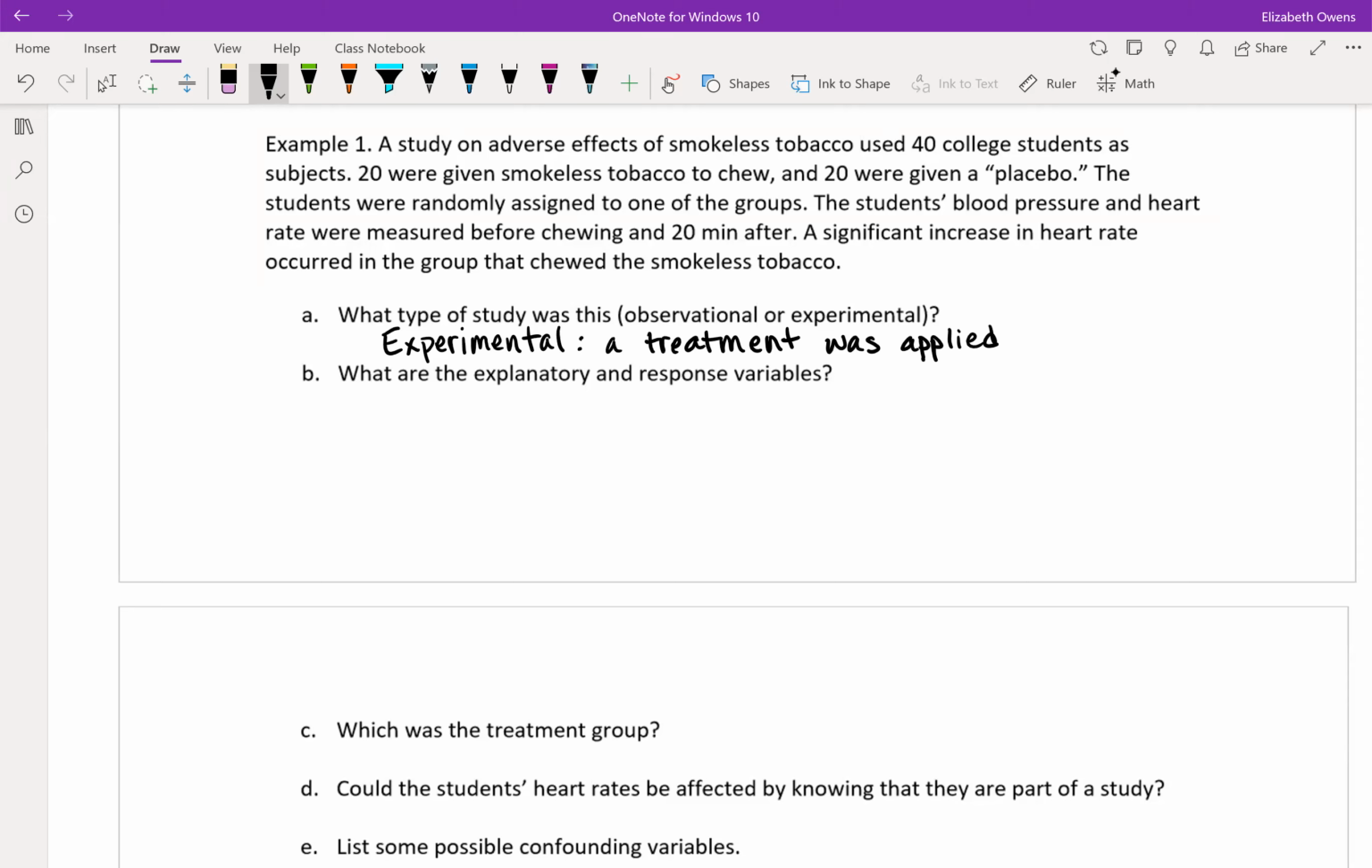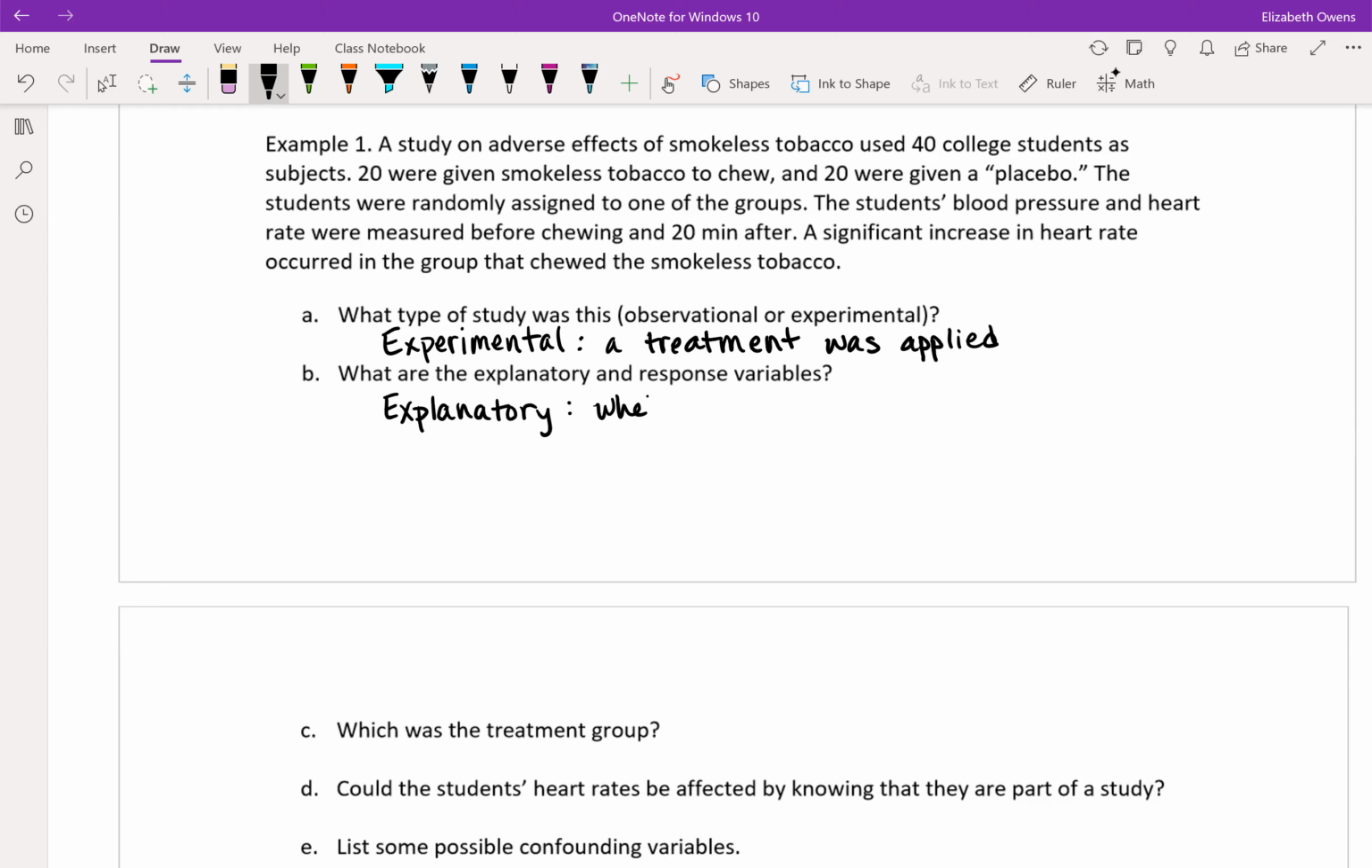Now, what are the explanatory and response variables? Remember, in an experiment, we're trying to show if there's a connection where the explanatory variable can explain the response. So response is the outcome, explanatory is what we're manipulating. So the explanatory variable here would be the thing that we're manipulating, prescribing treatment here. It's whether or not the students are chewing actual tobacco.